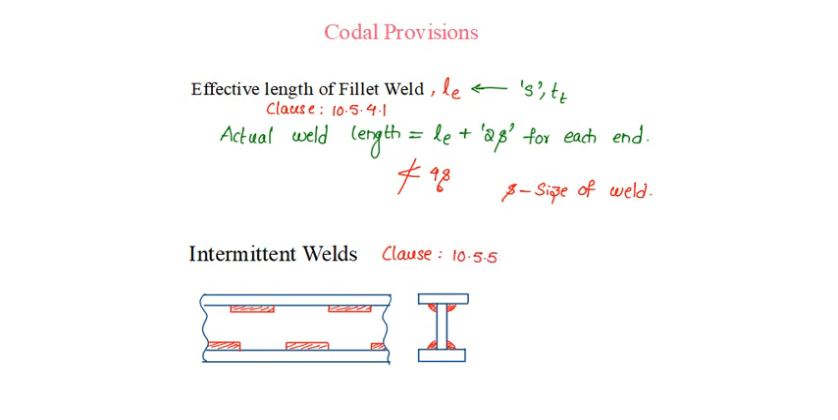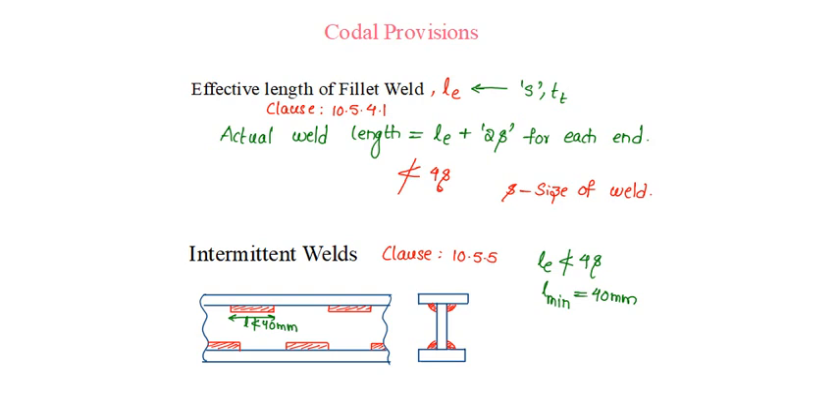Whereas in case of intermittent welds, as per clause 10.5.5, the effective length of intermittent welds should not be less than 4 times the size of the weld, and the minimum length of the weld should be 40 mm. This is the length of the weld and it should not be less than 40 mm.